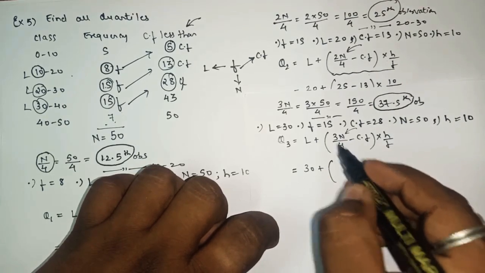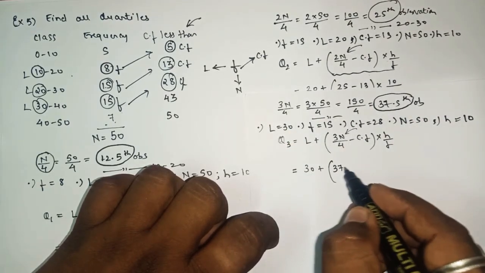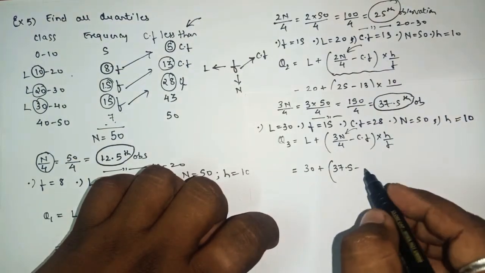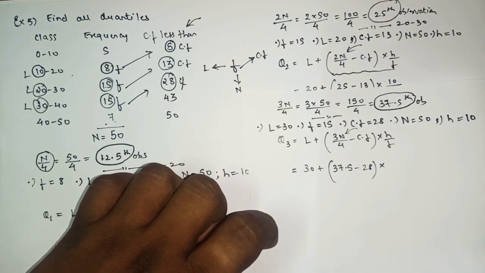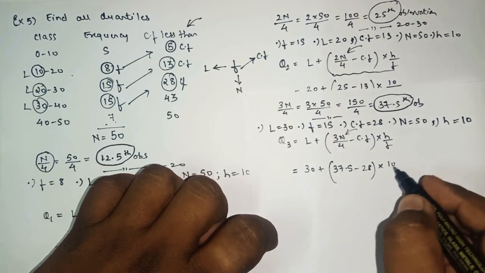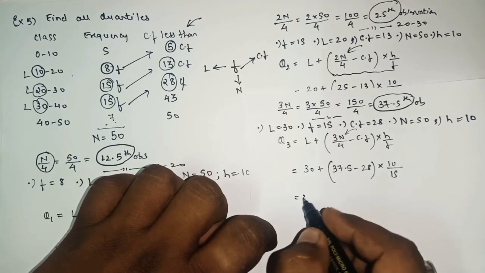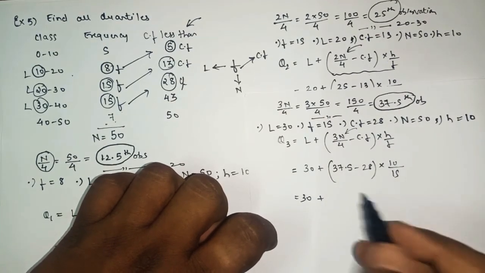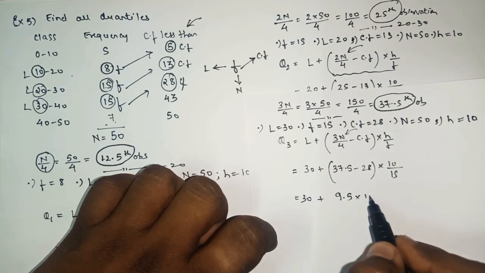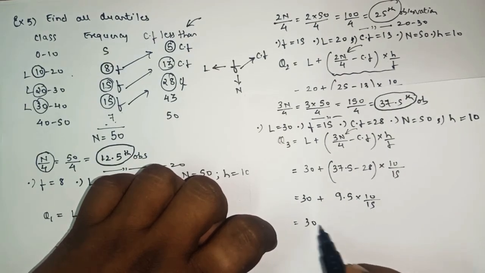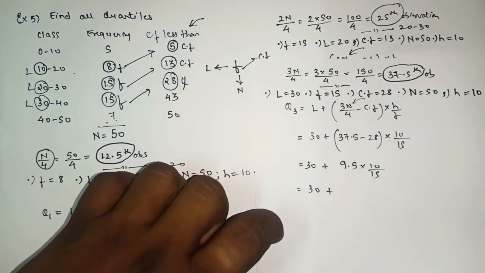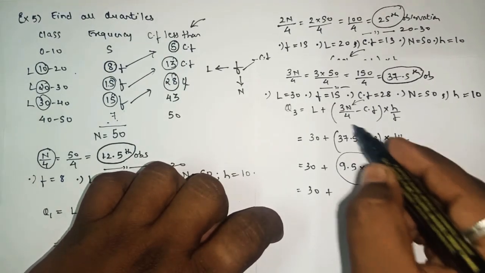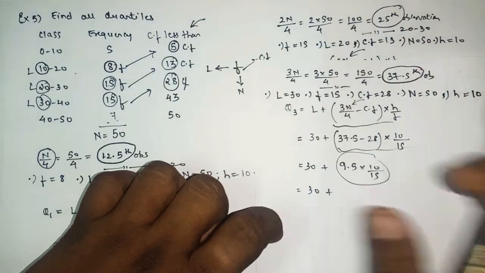The value of 3n upon 4 is 37.5, minus CF, which is 28. Yes or no? And what is h? h is 10, and f is 15. So 30 plus 37.5 minus 28, so here you will get 9.5 into 10 upon 15. So 30 plus, we'll keep this L part as it is. Don't do anything with this L.